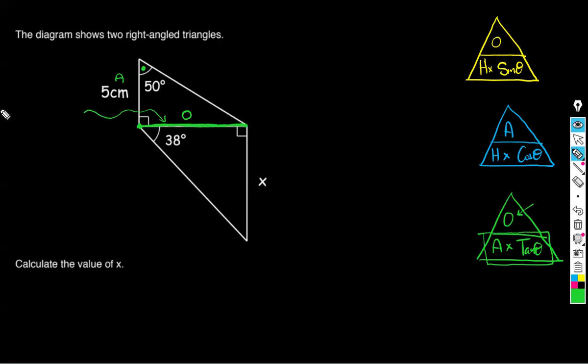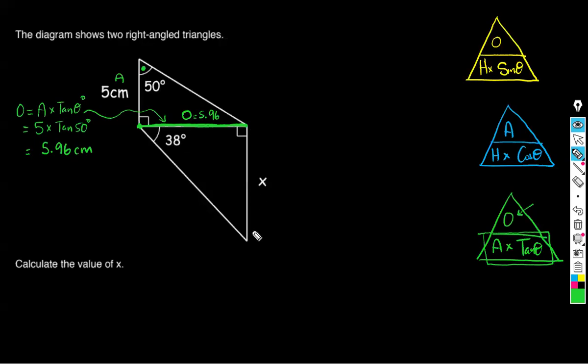To find the length of that side, which is the opposite, it's adjacent multiplied by tan theta. The adjacent side is 5, and the angle is how much? 50. So how much are we going to get here? 5 multiplied by tan 50, I'm getting 5.96 centimeters, right? But the aim of the question asks us to find x.